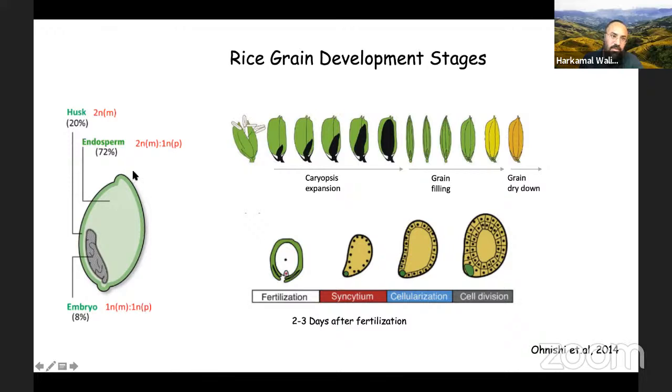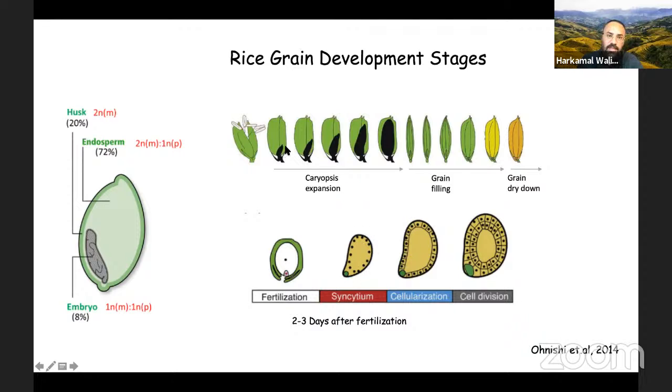In some ways for plants, it's made up of two mothers' genomes and one father's. Once you have this fertilization to make the embryo and endosperm, that's the double fertilization. Once the fertilization happens, the seed goes through a rapid increase in size.